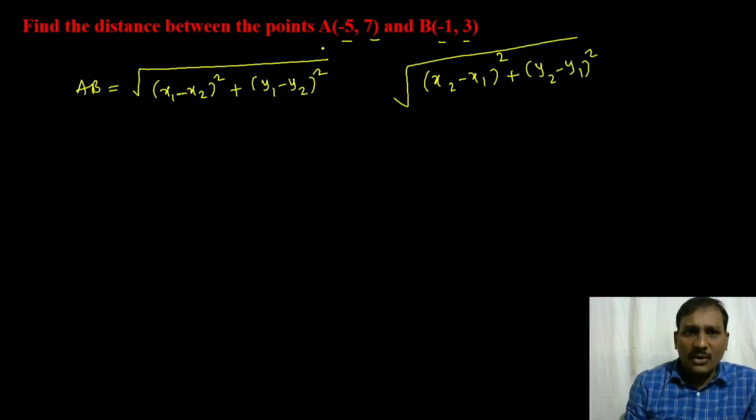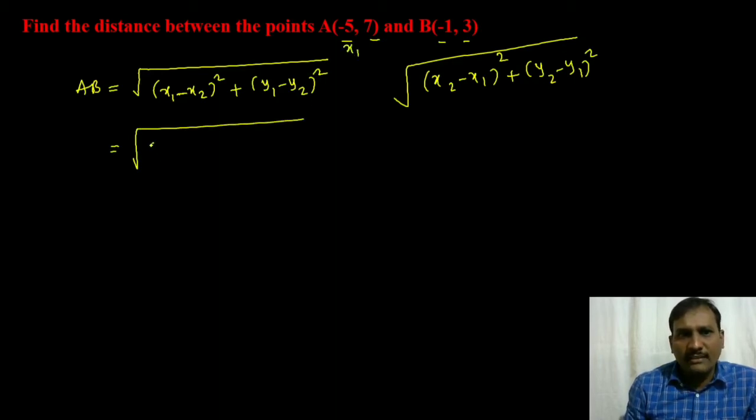Okay, so now let us substitute the values. x1 is minus 5, minus x2, which is minus 1. So minus of minus 1.